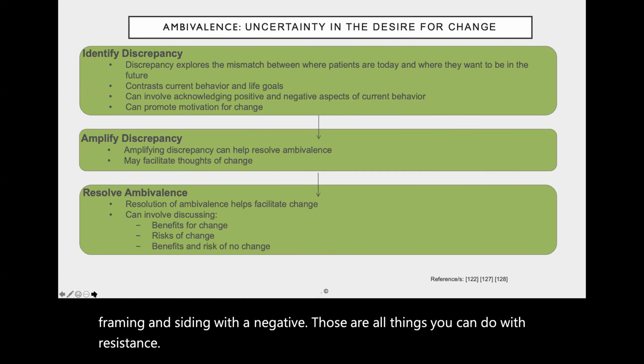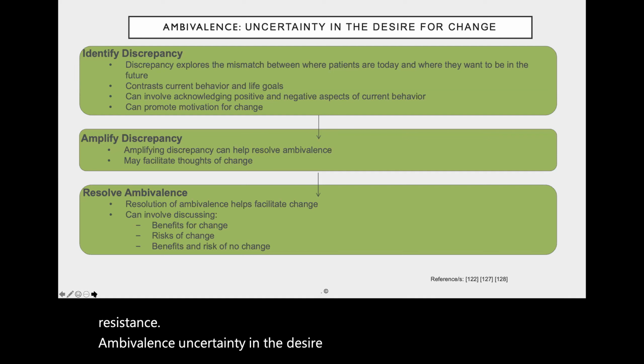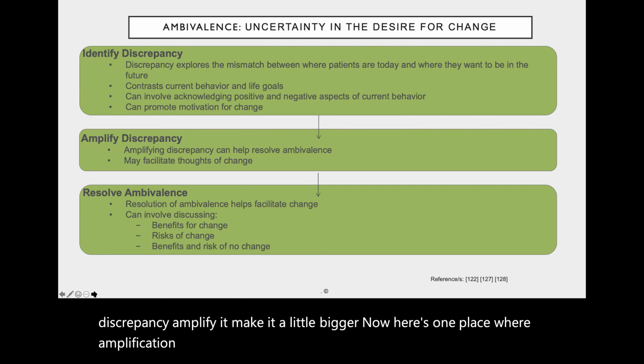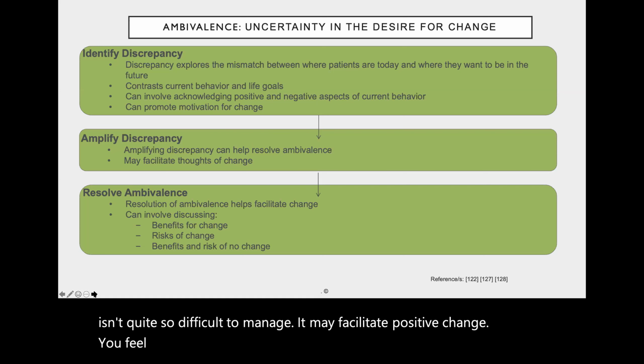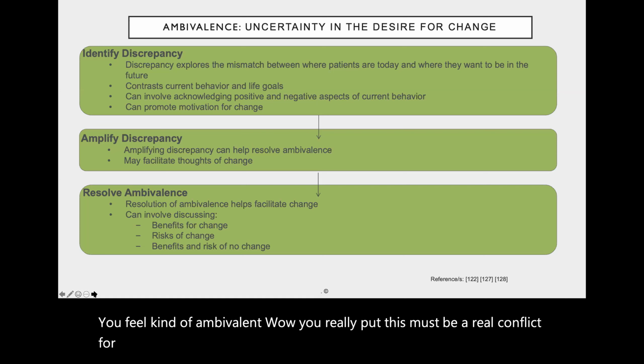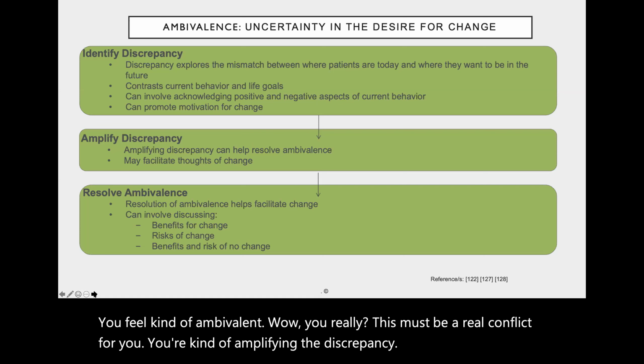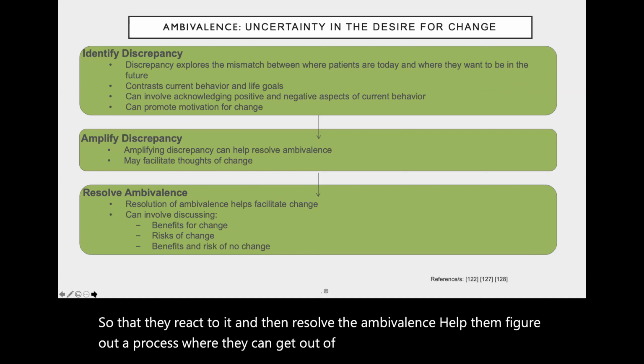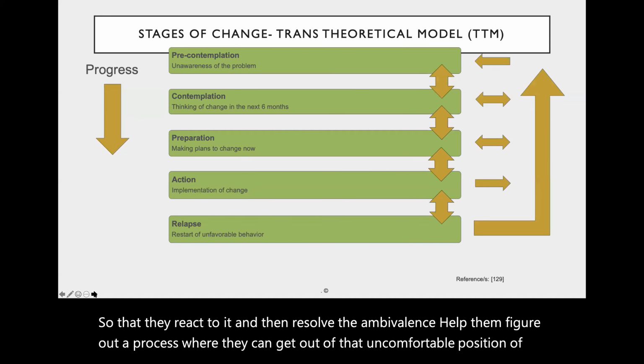Ambivalence, uncertainty in the desire for change. Identify the discrepancy, amplify it, make it a little bigger. Now, here's one place where amplification isn't quite so difficult to manage. It may facilitate thoughts of change. Oh, you feel kind of ambivalent. Wow, this must be a real conflict for you. You're amplifying the discrepancy so that they react to it and then resolve the ambivalence, and you help them figure out a process where they can get out of that uncomfortable position of feeling ambivalent.